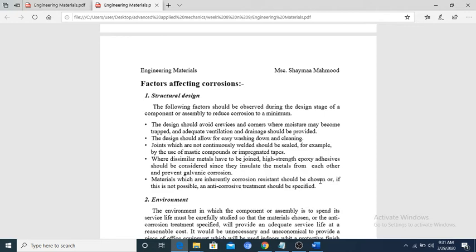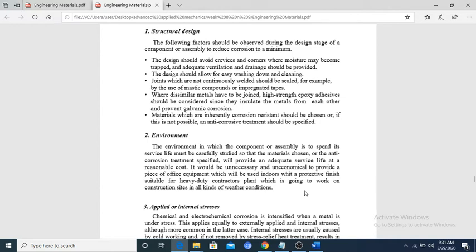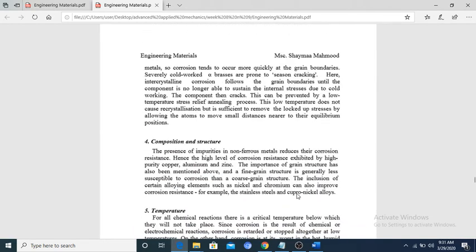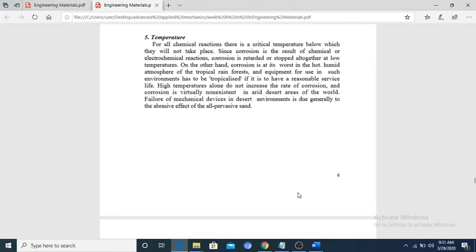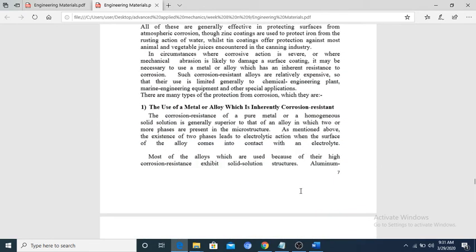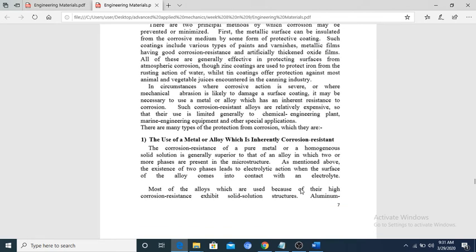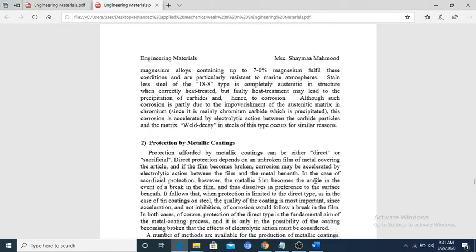And then the environment. For example, when you do production near the sea, maybe your components are easily corroded. So the application of internal stress, corrosion of structure, and also the temperature. So how do we want to protect against corrosion? First, the use of a metal or alloy whose elements are corrosion resistant. Right? Okay.